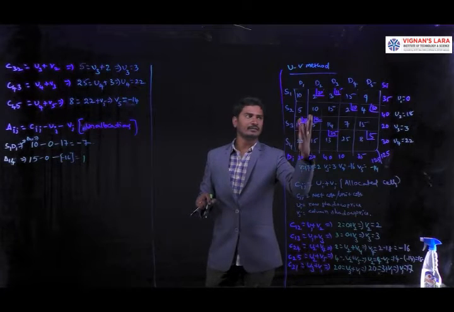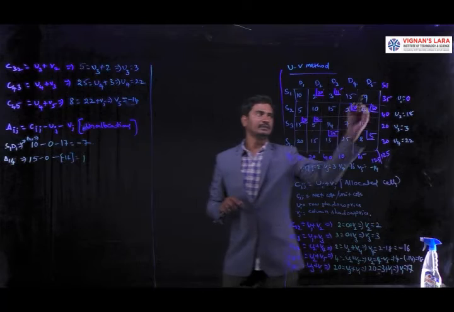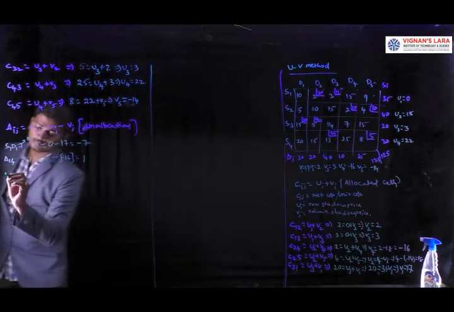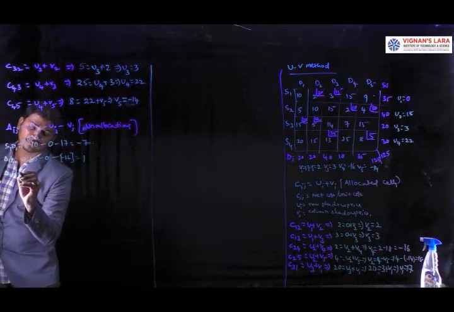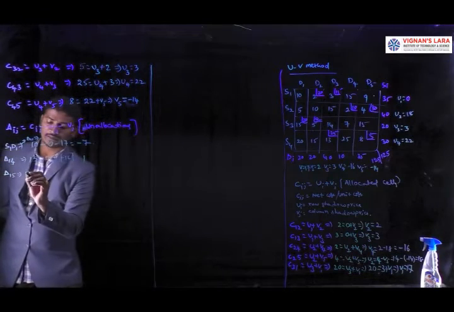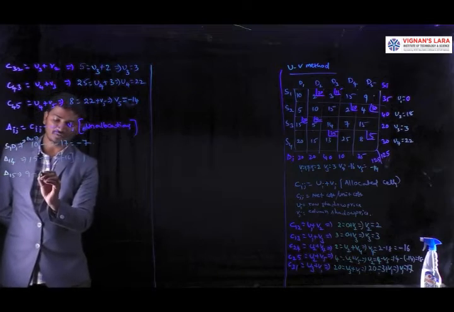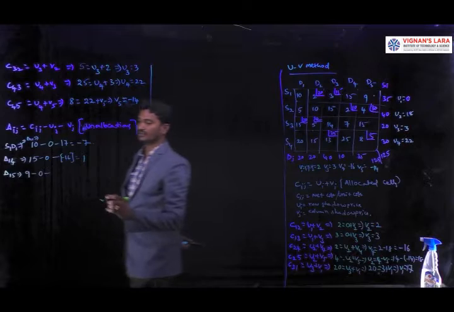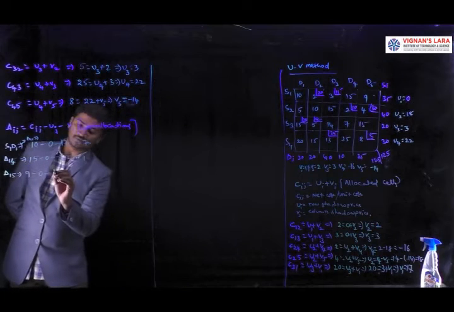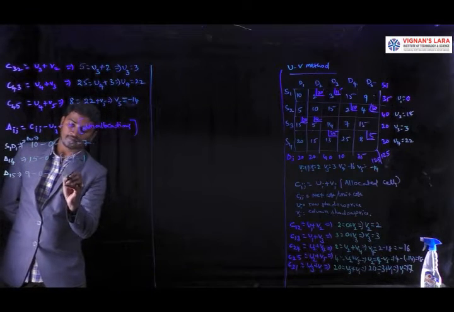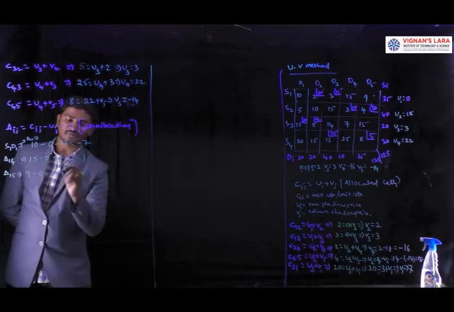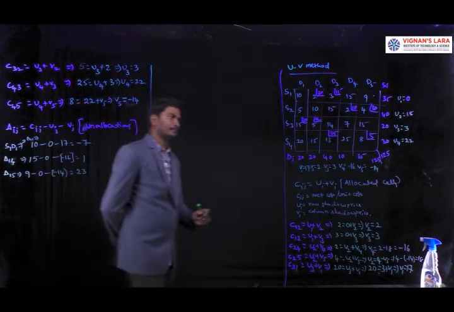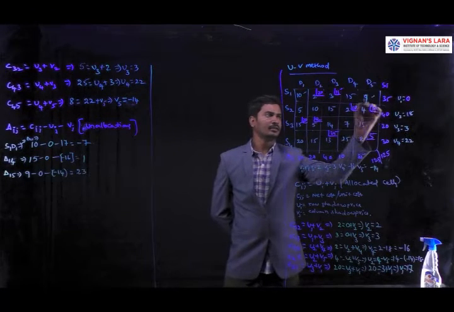Next one where we have unallocated. Here we have one unallocated, that is delta 15. What is the value? 9 minus U1, which is 0, minus V5. At the V5 column it is available. V5 means minus 14. From this 9 plus 14, 23. Okay, it is over.